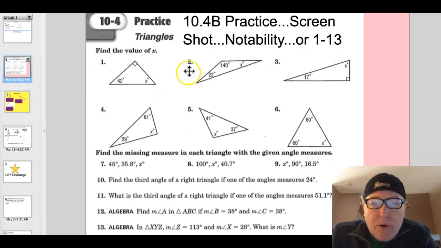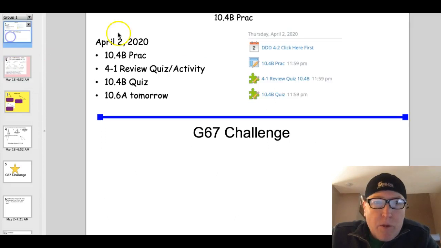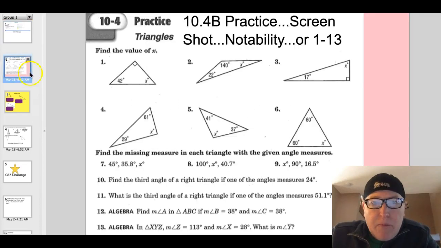Here's our review or practice for today. If you want to, you could screenshot this, put it into Notability, or you can just number 1 through 13 and put it up in the top half of your page for the day. That would be fine too. Either way, as long as I see. Basically, the work steps are just going to be what you've put into your calculator. Okay, go ahead and work on these 13 problems today.